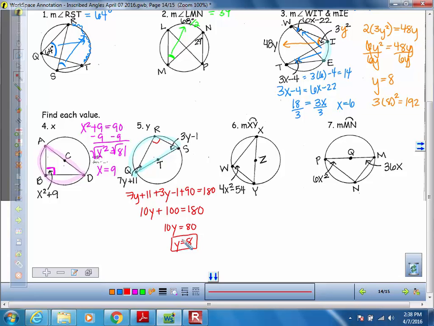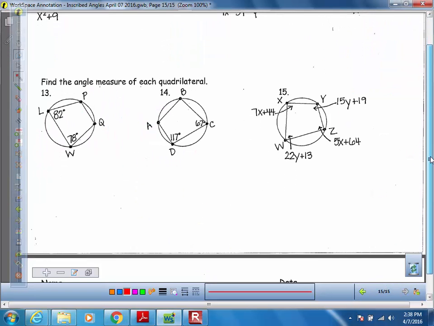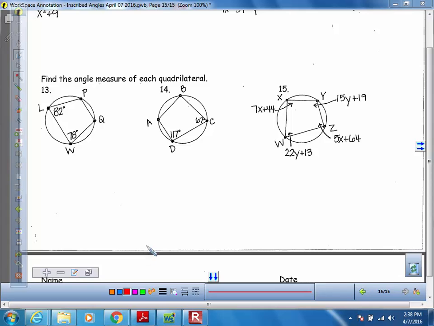Any questions on those? Okay. I think your favorite is going to be the quadrilaterals because it's the easiest. So what did it say about the quadrilaterals a few minutes ago? If it's inscribed in a circle, opposite angles are supplementary. So what is opposite of 78? P. So to find P, I do 180 minus 78, and angle P would be 102.